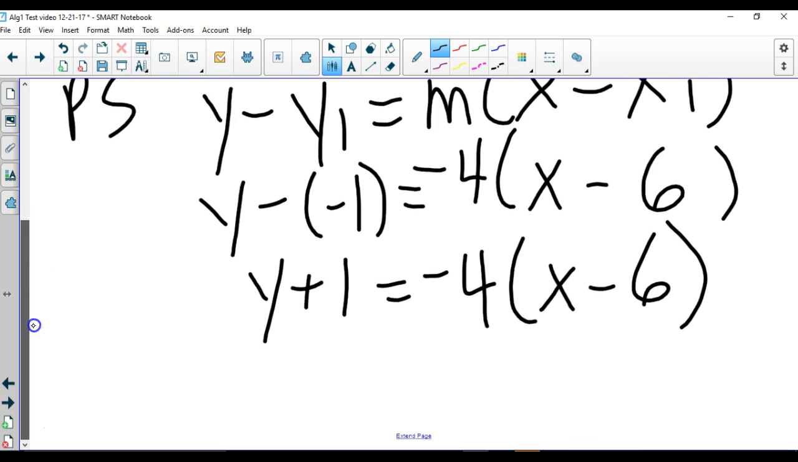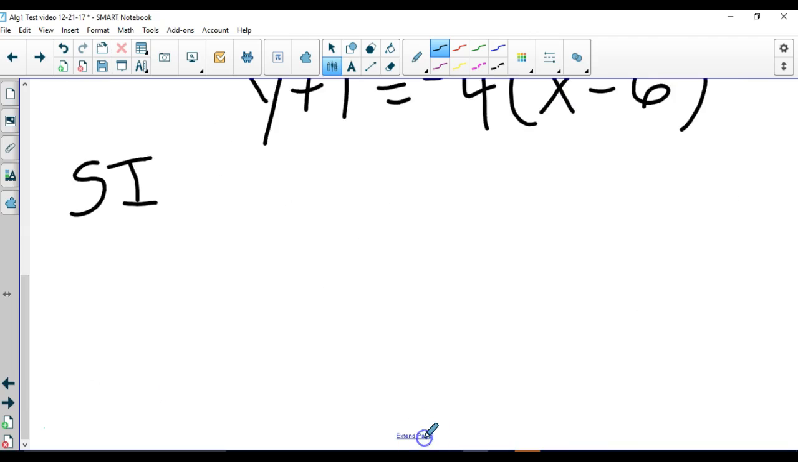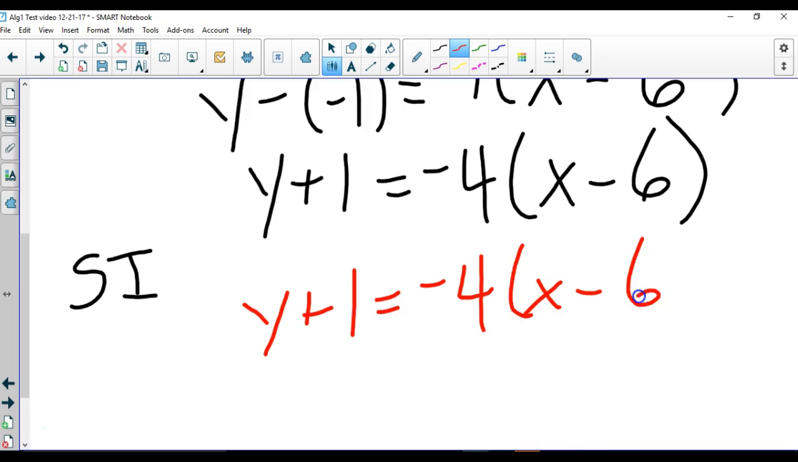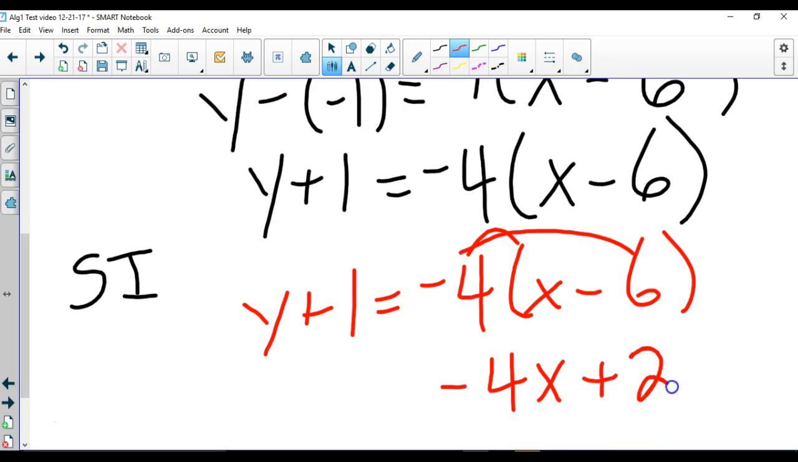Okay? Slope intercept form. Within slope intercept form, you can actually use point slope form to find slope intercept form. So I'm going to take my answer from point slope form, and then I'm going to just simply distribute. So my -4 times x is -4x. My -4 times my -6, because they're two negatives, they give me a positive 24. I bring my equal sign down, I bring my y plus 1.